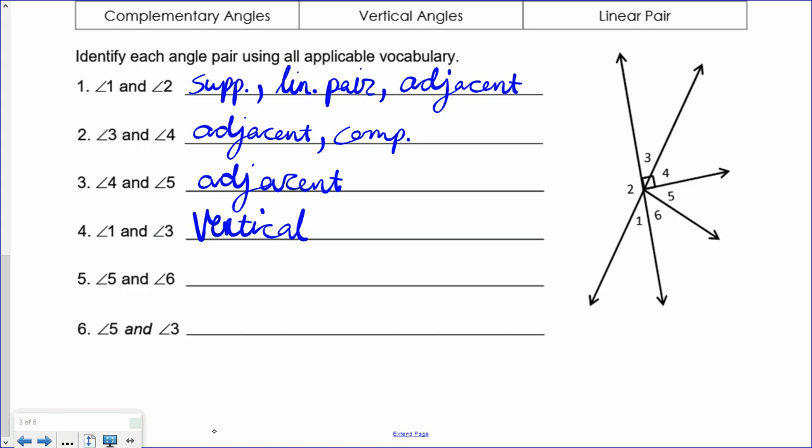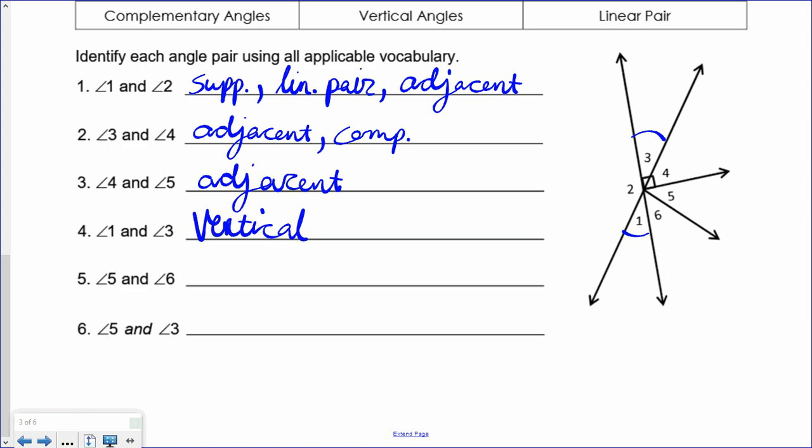Linear pair. 1 and 2? Oh, sorry, 1 and 3? Why would 1 and 3 be a linear pair? Because 1 is 180 degrees, a straight line. Angle 1 is referring to this angle right here. When you are naming angles with numbers, the number is tucked into the vertex. So angle 1 is right there, and angle 3 is right here. We don't know what their measures are, so we can't say that they're a linear pair.